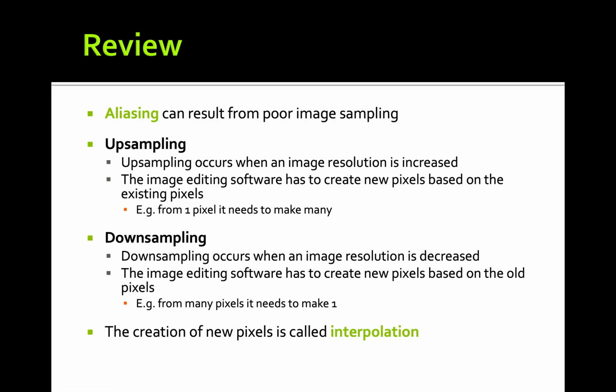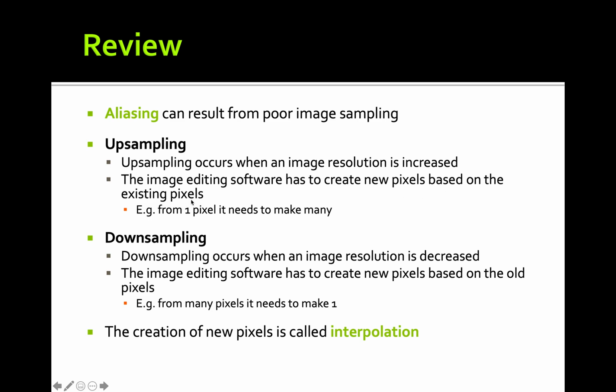Then we have aliasing. Aliasing can result from poor image sampling, and you know what sampling means: in a particular area of the image, how much information we are capturing about that scene. Upsampling occurs when image resolution is increased. We are taking more samples, the number of pixels has increased, so we have more information about that image. So that is upsampling. The image editing software has to create new pixels based on the existing pixels.